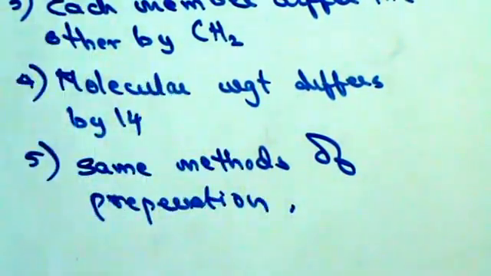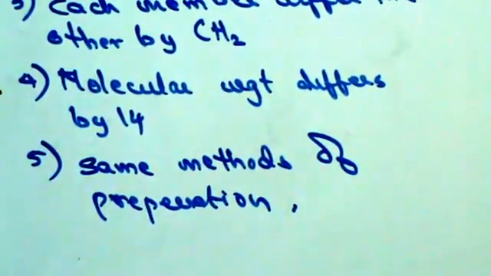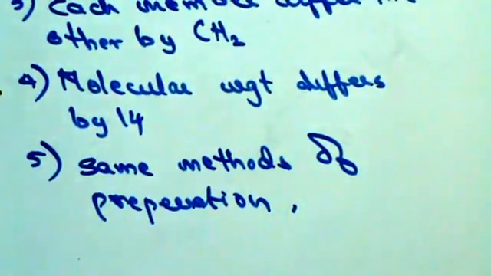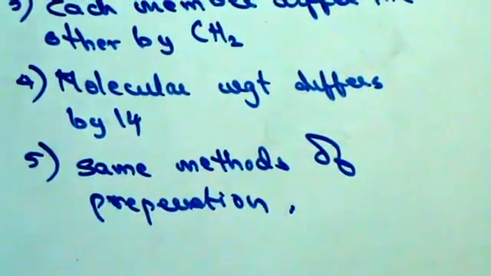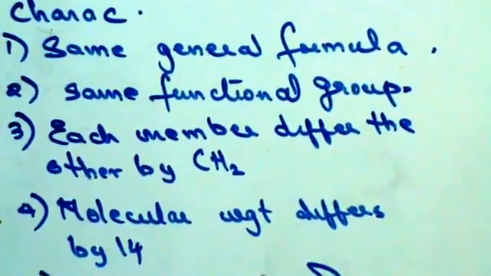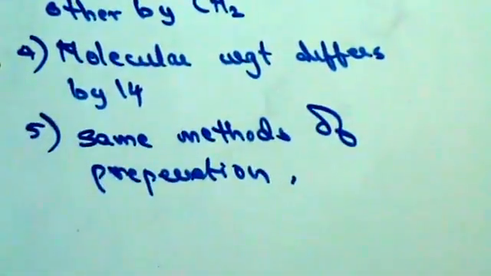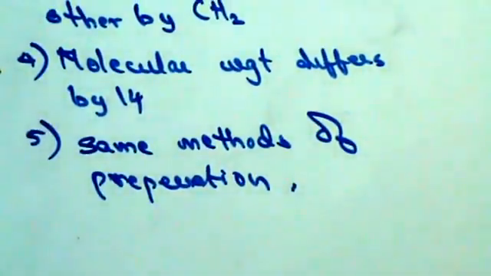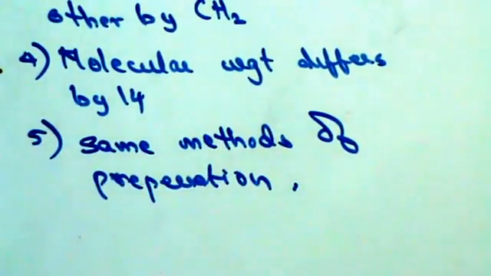Such a series is called a homologous series. So what is a homologous series? A homologous series is a series of compounds which have the same general formula, the same functional group, differ from each other by a CH2 group, whose molecular weight differs by 14, have similar methods of preparation and belong to the same family. Right? Such a series is called a homologous series. Do we understand this?